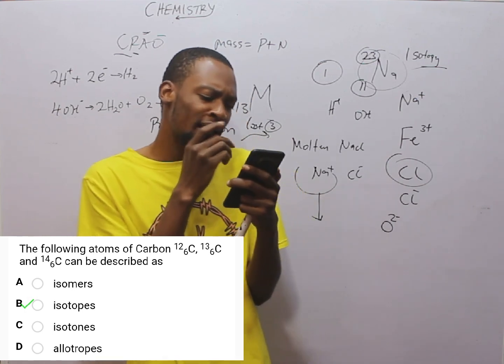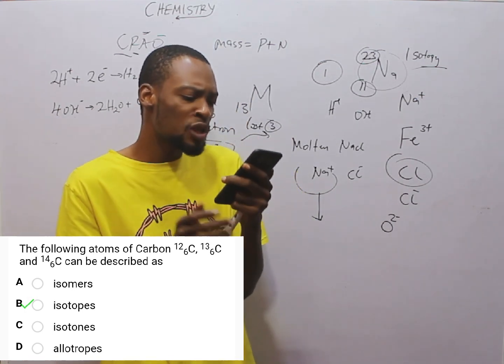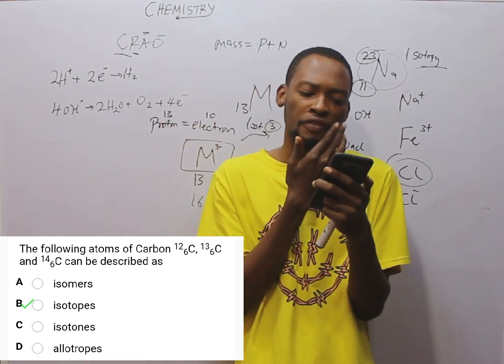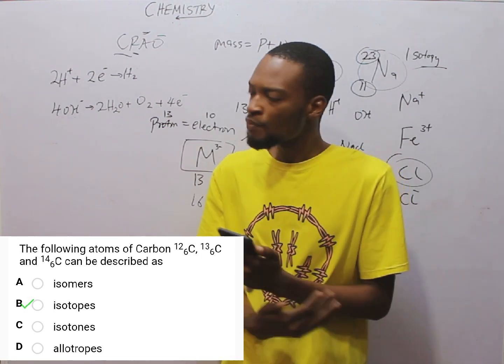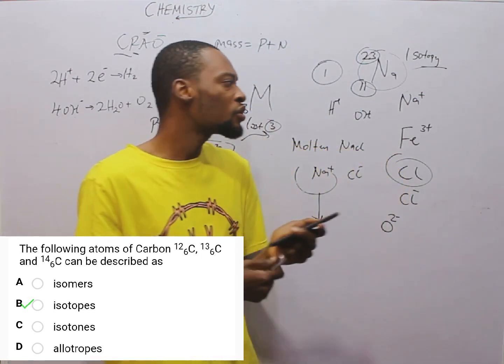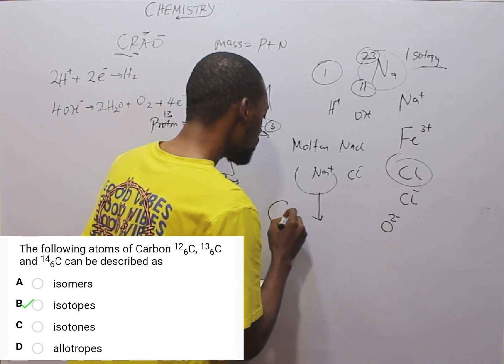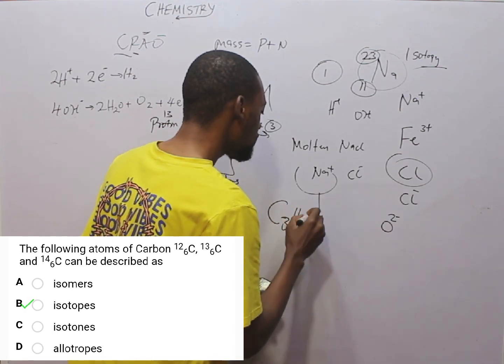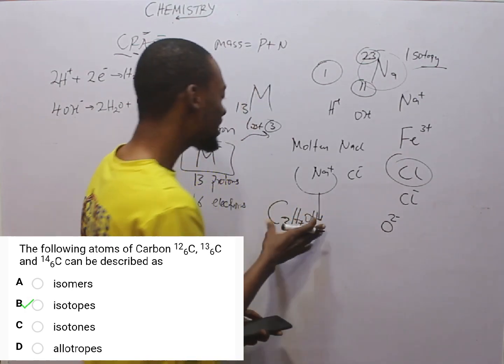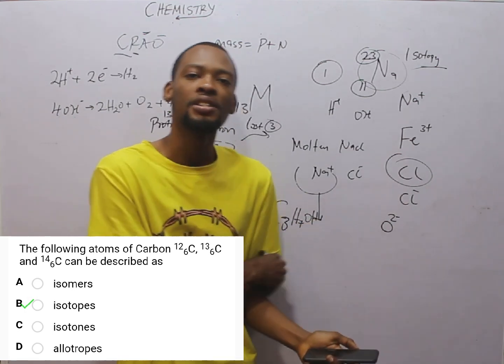And there's an option that says isomers. Isomers are molecules that have the same molecular formula but different arrangement. In organic chemistry, you see an atom, they'll tell you, I'm giving an example. Let's say C3H7OH. Anything. I have not verified this.